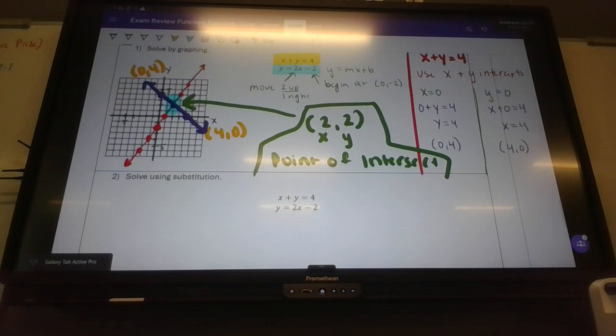It doesn't really matter. The whole point was just to see where they cross. So my intercepts are at 4, 0, and 0, 4.